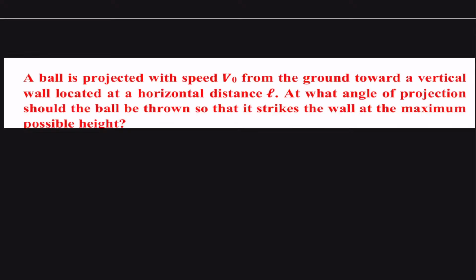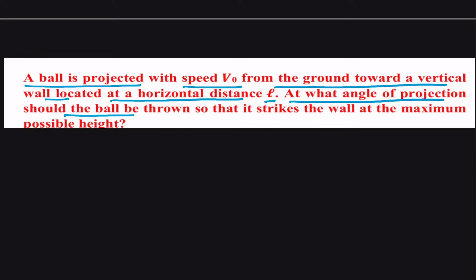So the first question states that a ball is projected with a speed v0 from the ground toward a vertical wall located at a horizontal distance L. At what angle of the projection should the ball be thrown so that it strikes the wall at a maximum possible height? So this is a basic question.